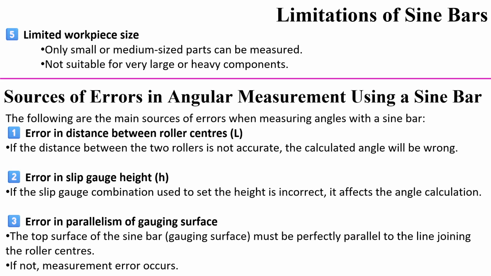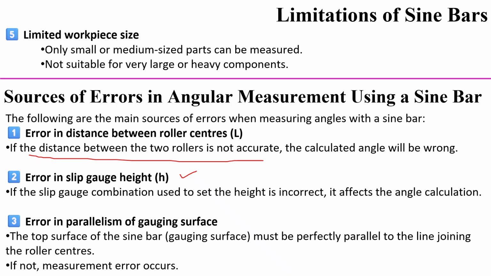So next we are discussing the sources of error in angular measurement using a sine bar. First one is the error in distance between the roller centers. If the distance between the two rollers is not accurate, then the calculated angle will be wrong. Second one is the error in slip gauge height. If the slip gauge combination used to set the height is incorrect, it will affect the angle calculation.